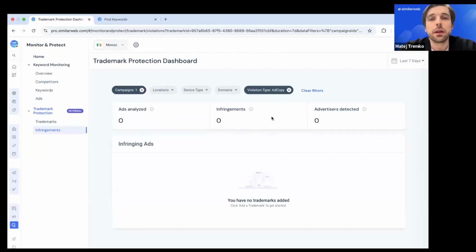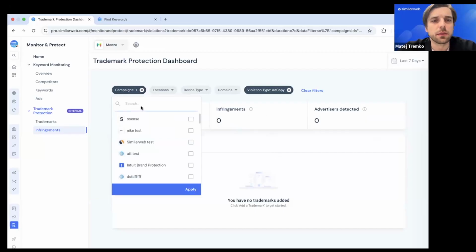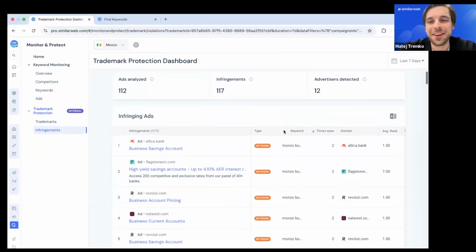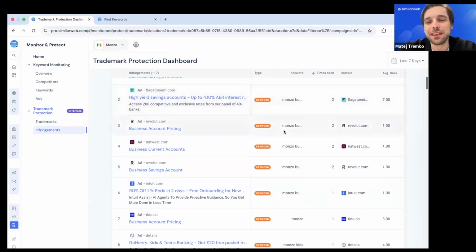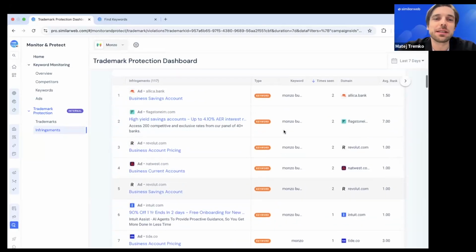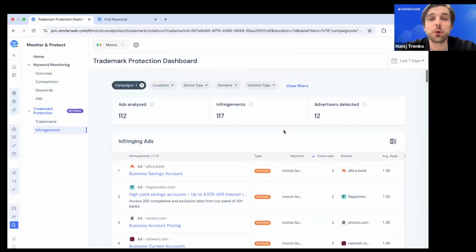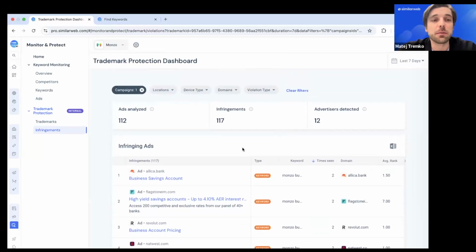I'm not sure why this doesn't work right now, but here you would find immediately the trademark violations. And we're also building a workflow to submit it automatically to Google for you. So no more worries about having to do this manually. In the future, all of this will be automated.